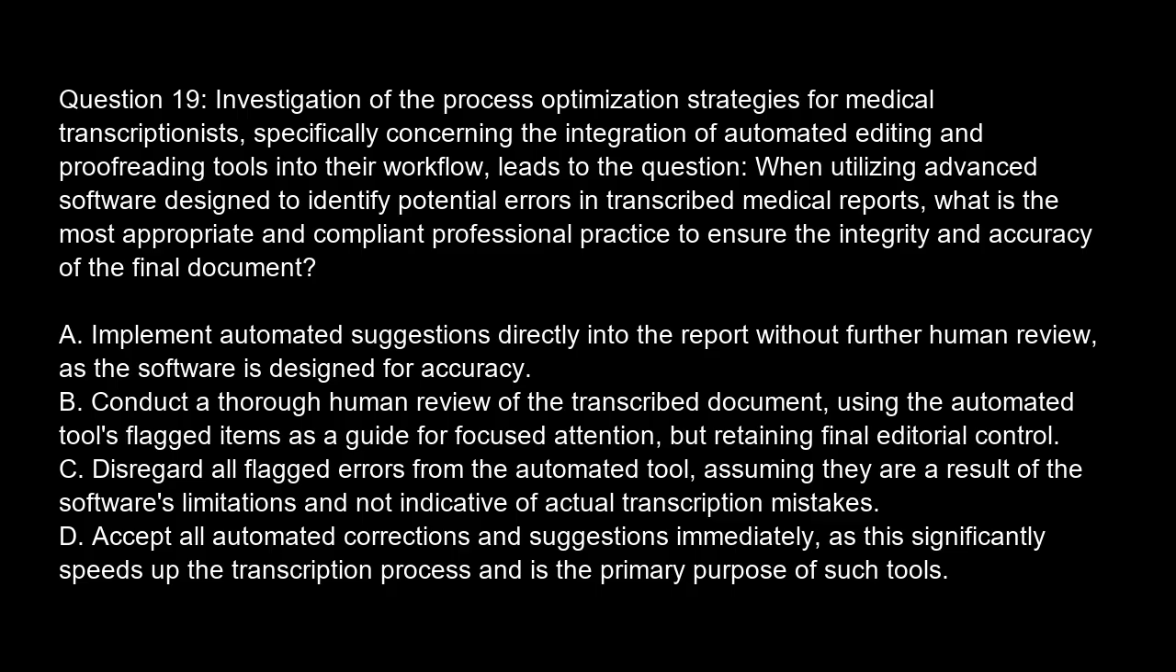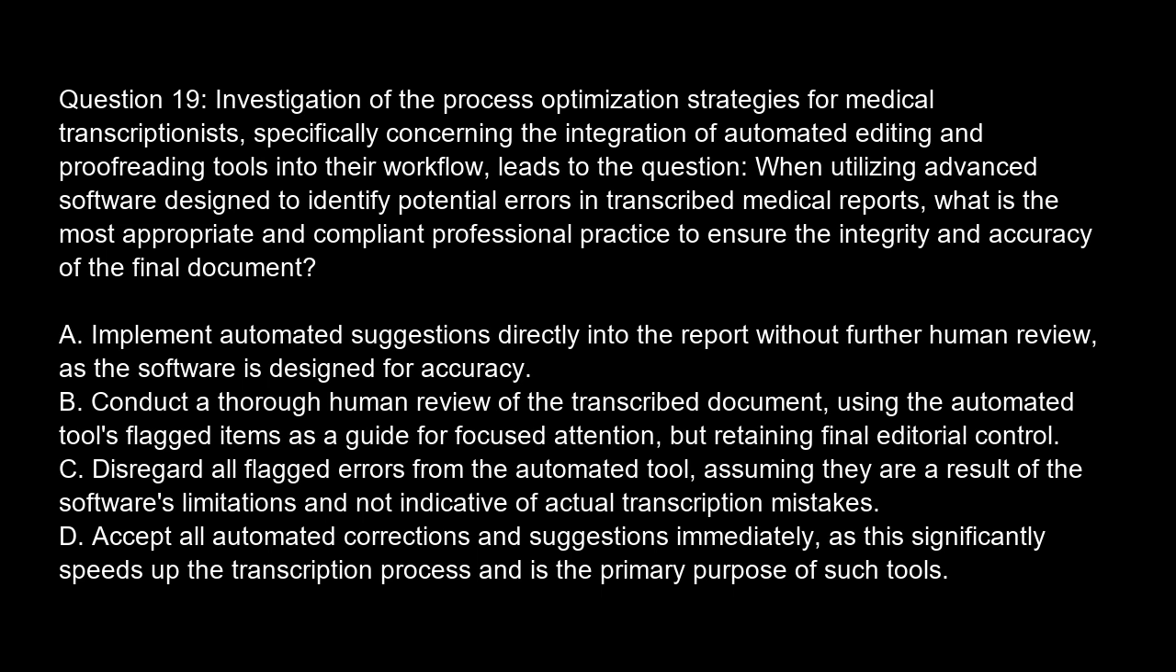Option A. Implement automated suggestions directly into the report without further human review, as the software is designed for accuracy. Option B. Conduct a thorough human review of the transcribed document, using the automated tool's flagged items as a guide for focused attention, but retaining final editorial control.